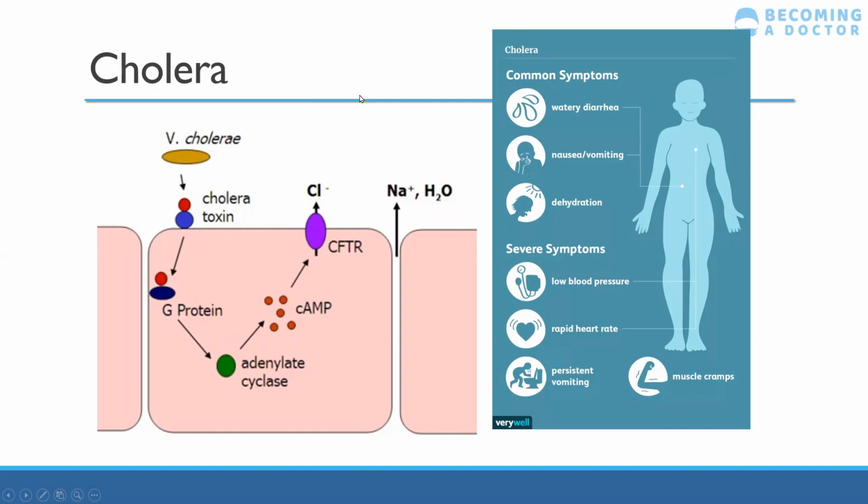And this loss of water and electrolytes therefore causes you to have watery diarrhea. It would also cause severe dehydration in the patient. Because of this dehydration, they would have a low blood pressure, a rapid heart rate, and because these electrolytes are lost, the patient may also present with muscle cramps.